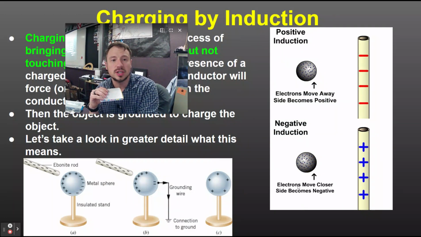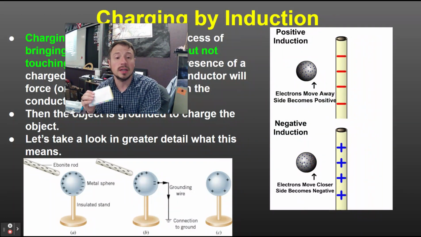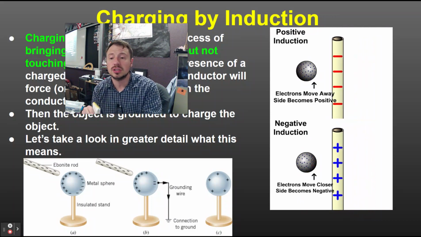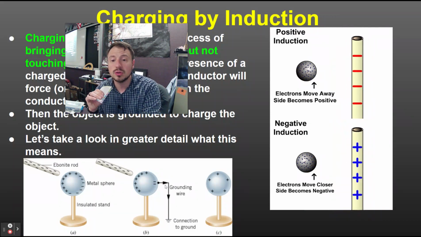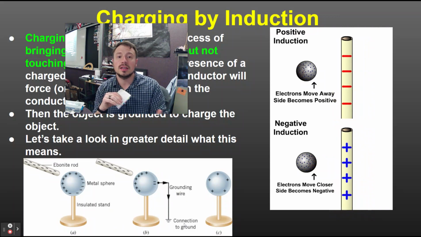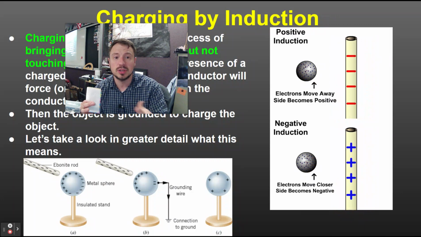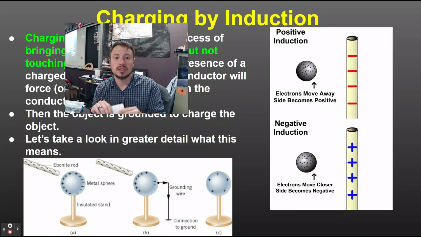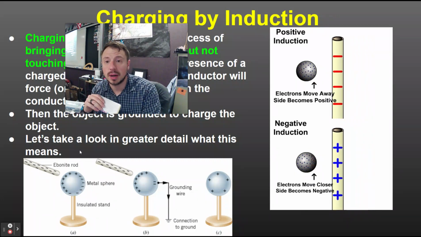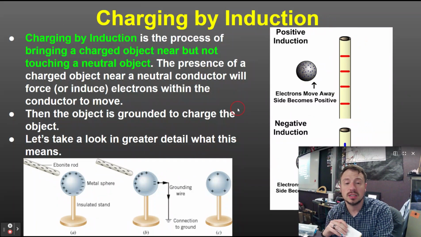So you can see your polarization over here, right? Either positive or negative is just going to force those electrons to one side or the other. Now, when you ground it, that's either going to give electrons a chance to go into that object or out of that object, and that's going to charge it by induction, right? So that's the process of charging by induction.